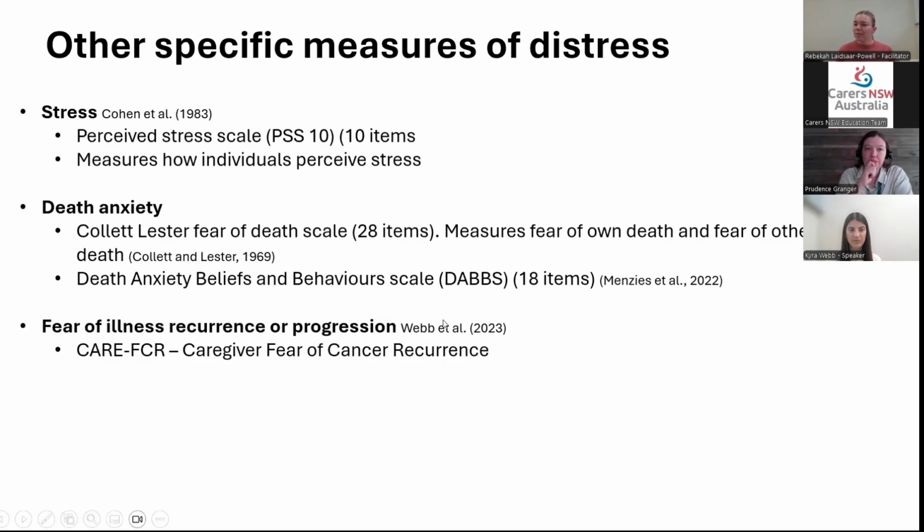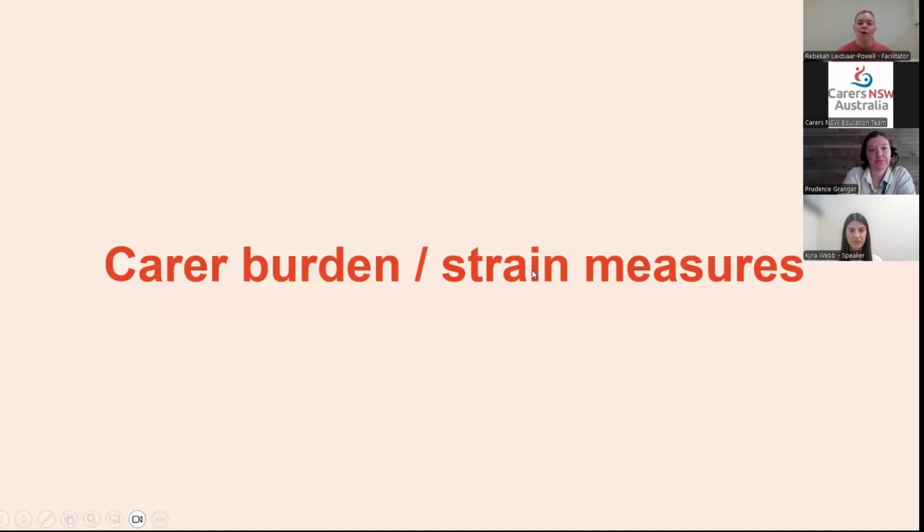And as well, we can also have measures of other specific types of distress that can be quite related to a condition. So Kira will speak to you a little bit later about fear of illness recurrence or progression, and we've got some measures there looking at that specific element of distress.